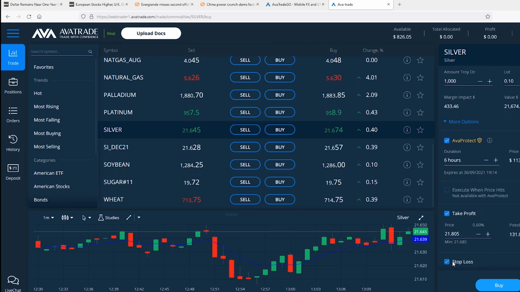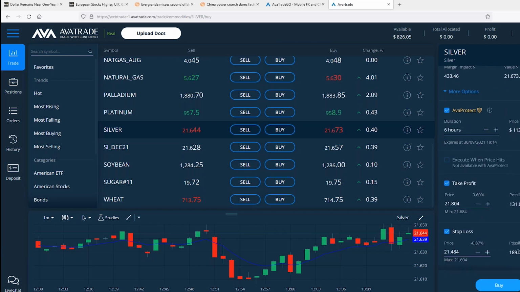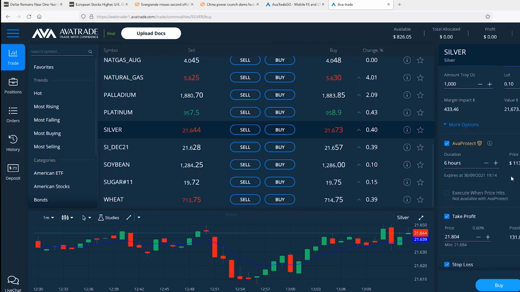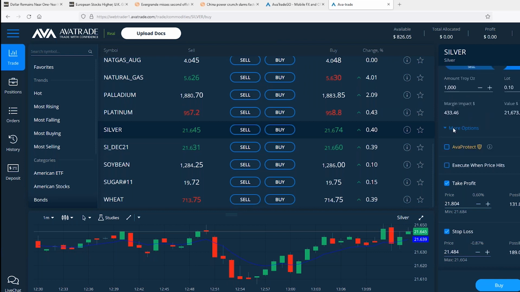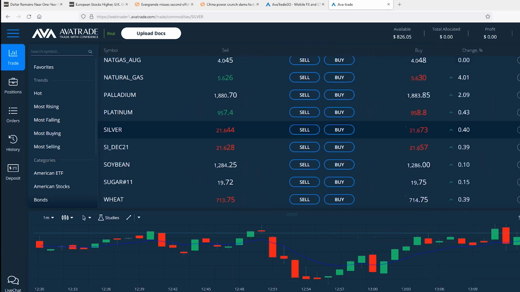How much am I risking? Enter your stop loss price, there's your potential loss to that price. And you can adjust your trade size and it immediately adjusts your potential profit and loss and the premium cost for AvaProtect if you choose to use it, okay? Very nice features. You don't find it anywhere except on our web trader and AvaTrade Go, okay, our app.